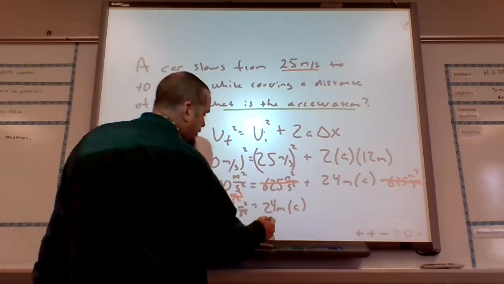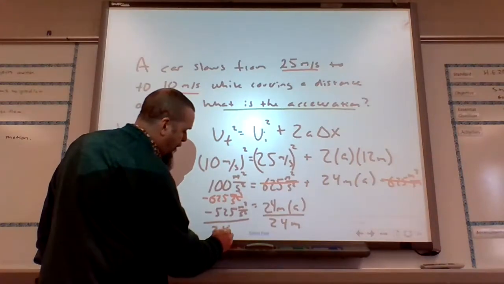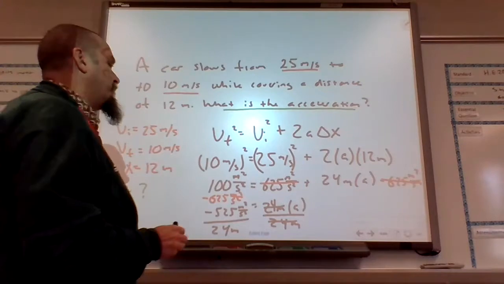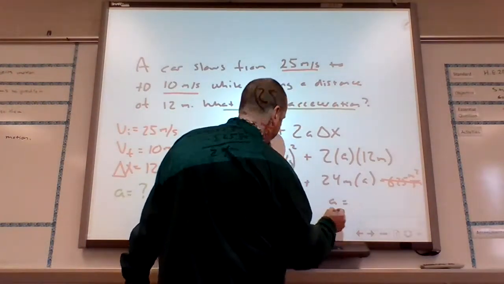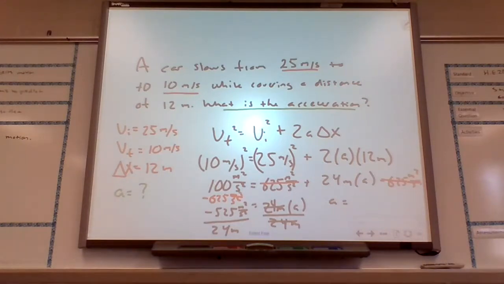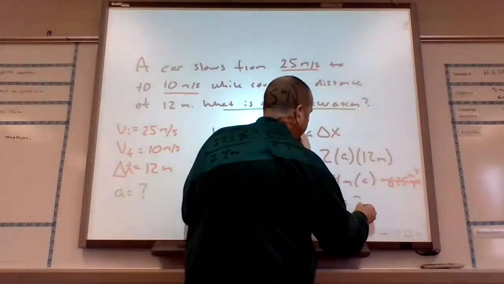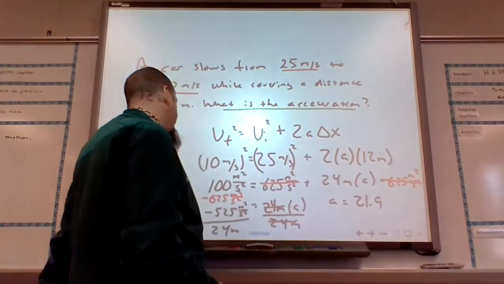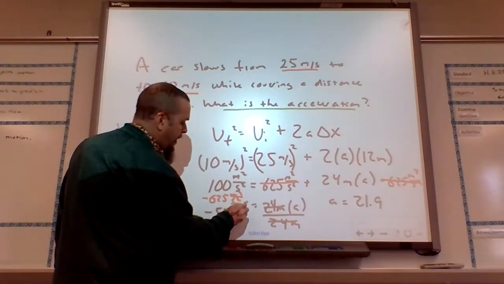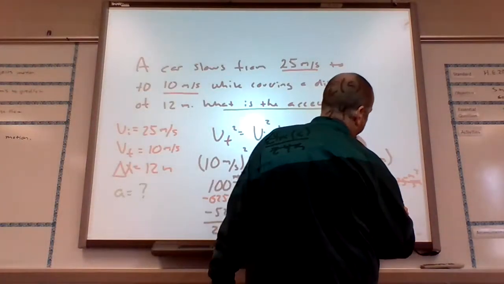I'll wrap this up then by dividing by 24 meters. Those cancel, and I'm left with A equals 525 divided by 24 is 21.875, so 21.9. I'm just rounding arbitrarily again. I'm not using significant figures. That meter will cancel out one of those meters. So my unit is meters per second squared.